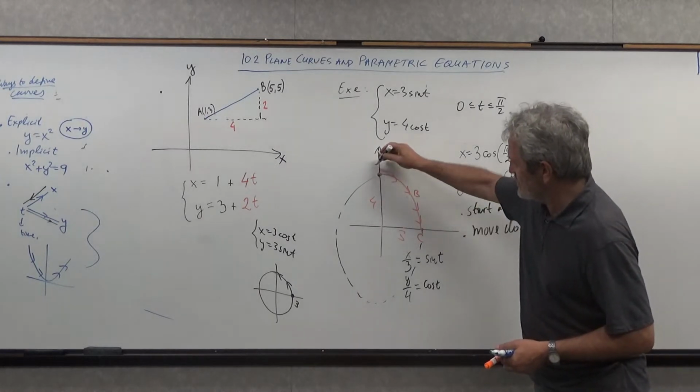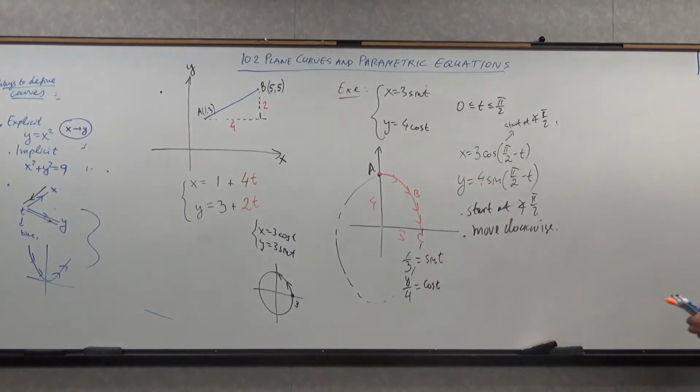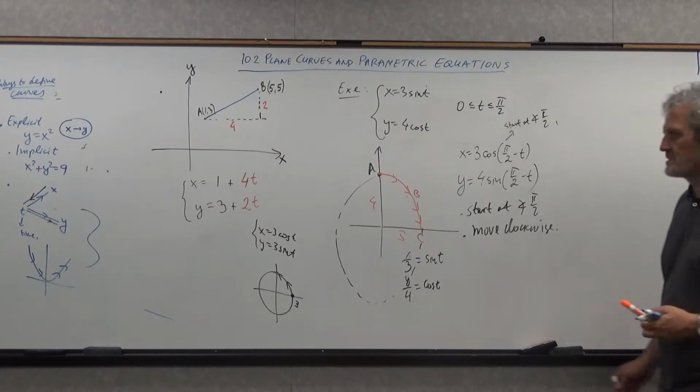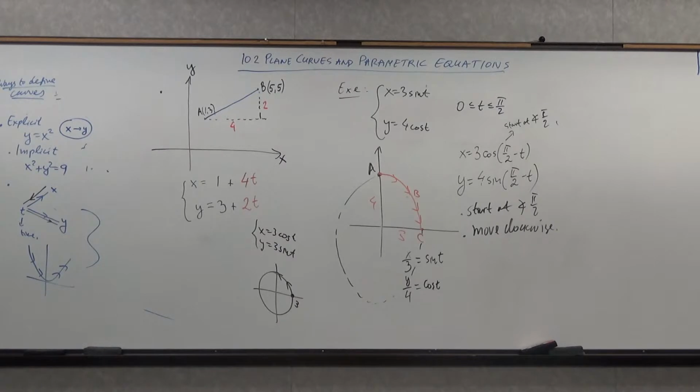Pi over 2 angle is here, that's where we started at A, and then we didn't move counterclockwise, we moved clockwise. We stopped when the angle went back to 0. So that's another way to see this. So there are different ways to graph curves in parametrics. All right.